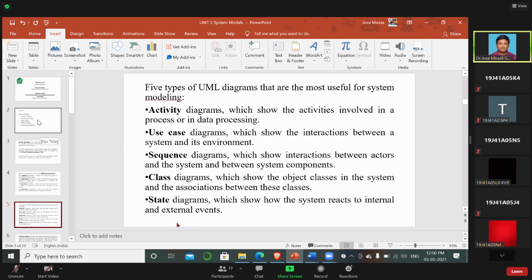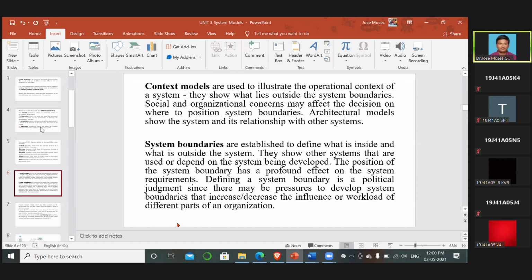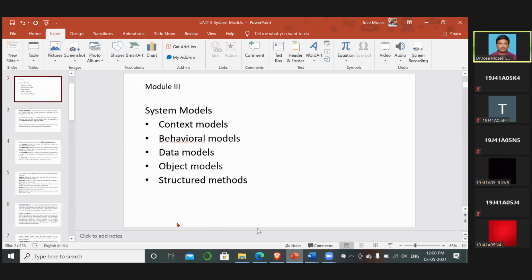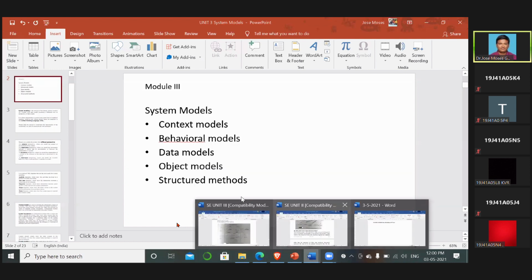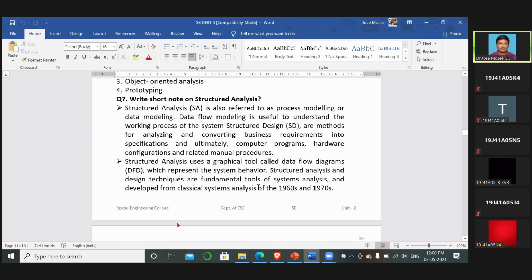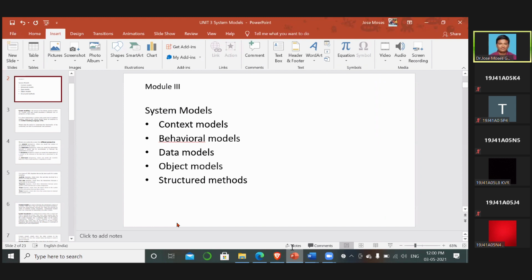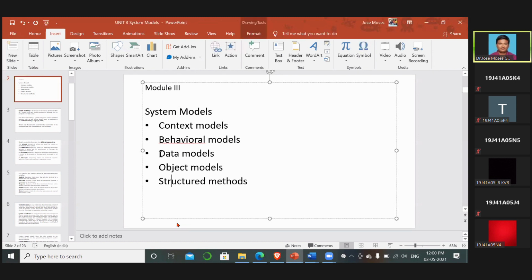I also have context models. Yes, context models we will be discussing once we complete the basic part. Let me switch over to my notes part. So, data structured analysis. As we see in the figure, in the models we have structured methods and data models. Data models are represented using ER models, and for structured methods we use the data flow diagram. You can write either.